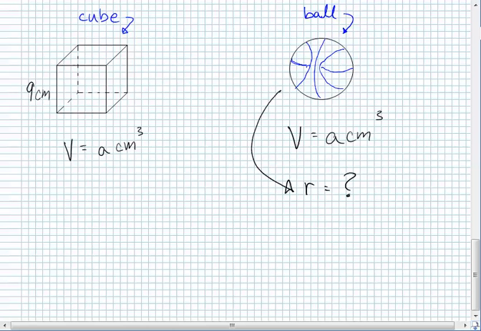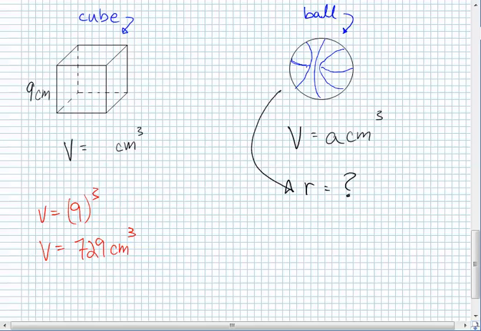All right, well, here we go. We are going to first of all figure out what the volume of the cube is. That's really easy because the volume of a cube is just given by the side length cubed. In other words, it's 729 cubic centimeters.